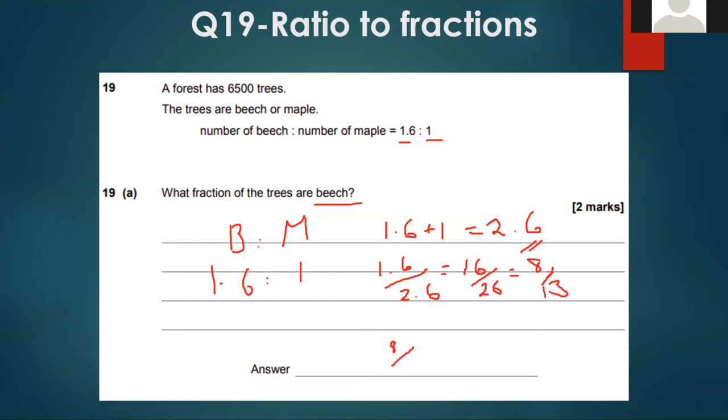So hopefully that makes sense, guys. So what I've done is multiply the top by 10 because I don't want a decimal as a part of my fraction, and multiply the bottom by 10. So I get 16 out of 26. And then I've essentially simplified this fraction. 16 divided by 2 is 8, and 26 divided by 2 is 13. So the fraction of trees that are beech is 8 out of 13, guys.